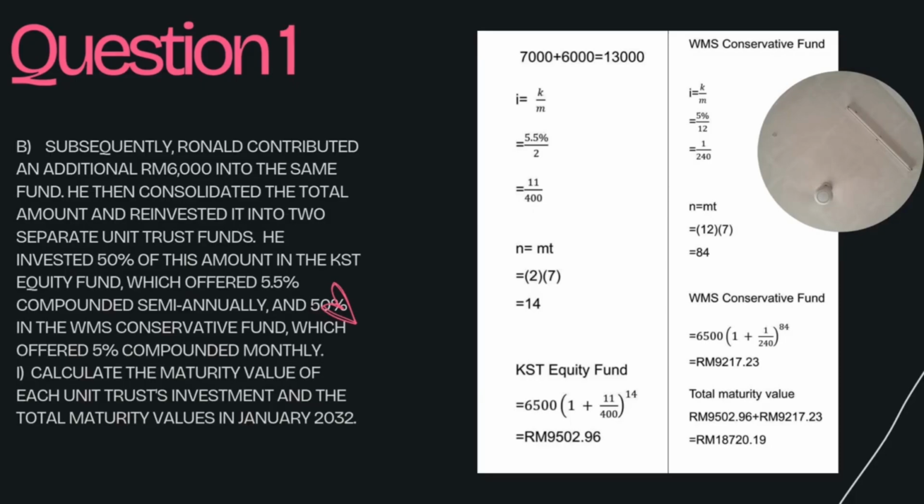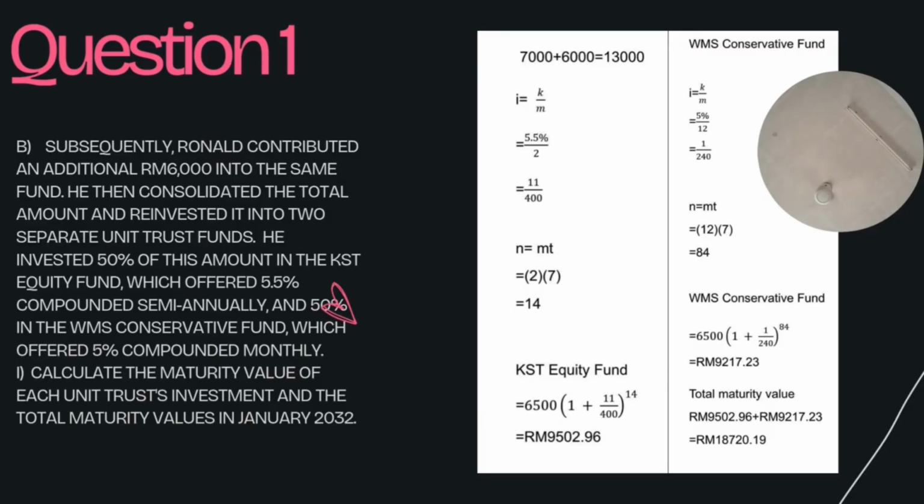To find the N, we're going to multiply MT, and for KST Equity Fund, it will be 2 times 7, which makes it 14. After that, we're going to find the maturity value, which is 6,500 ringgit, open the bracket, 1 plus 11 over 400, close the bracket, to the power of 14. And for the equity fund, the maturity value is 9,502 ringgit 96 cents.